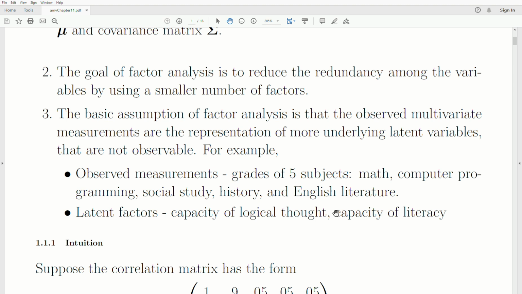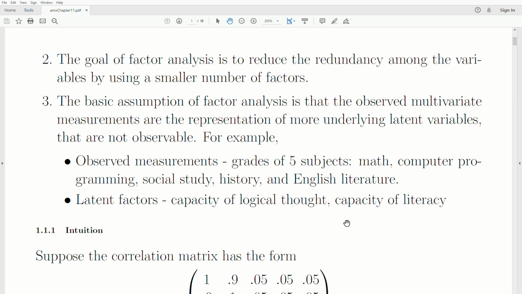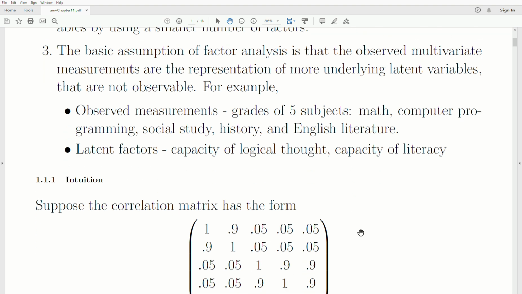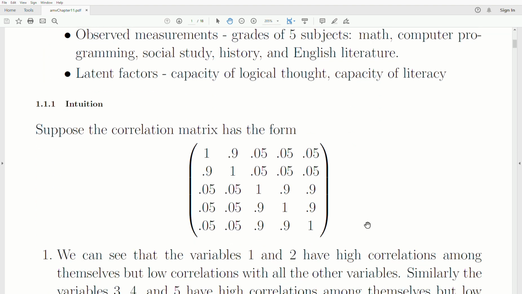So what we do is we'll take these 5 variables and represent them as 2 variables. One is the logical thought and the other is capacity of literature. But how we do that is pretty unique in how this is all structured.